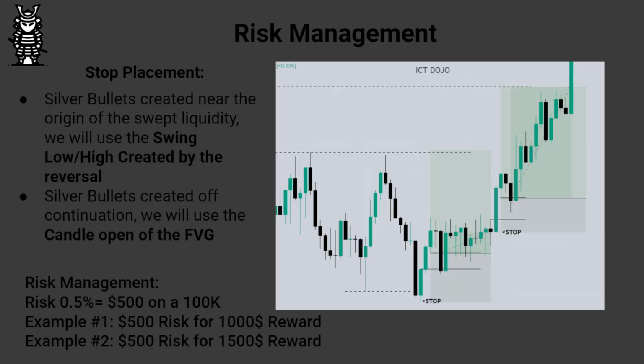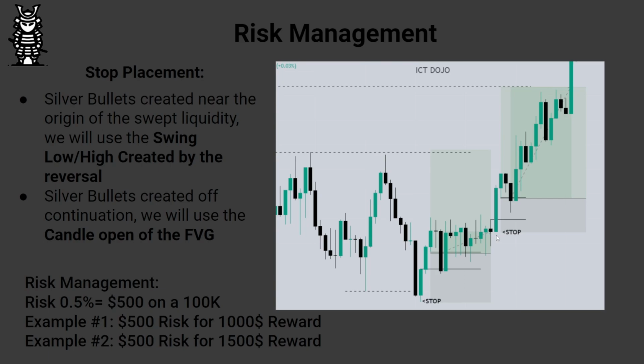Next, I'm going to be covering our stop placement and risk management. Now, this is going to depend on what kind of silver bullet we're taking. So if we're taking a silver bullet trade where we sweep liquidity, creating a new swing low, we're going to use that new swing low to protect our stop. Now, if we're trading a continuation silver bullet, like this one right here, so this was our first leg, if we're trading the second or third leg, we're going to be using the candle open of the actual fair value gap.